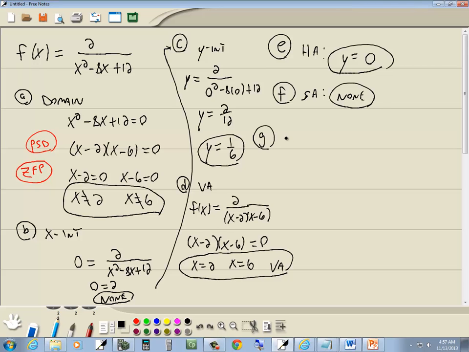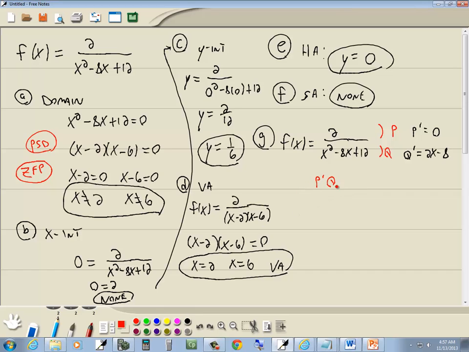G, I'm assuming, is increasing, decreasing? Yes. Okay, well, we need to find our derivative. So we've got f of x equal to 2 over x squared minus 8x plus 12. The top here will be p, and the bottom part will be q. I need p prime and q prime. For p prime, the derivative of 2 is 0. For q prime, the derivative of x squared minus 8x plus 12 is 2x minus 8.